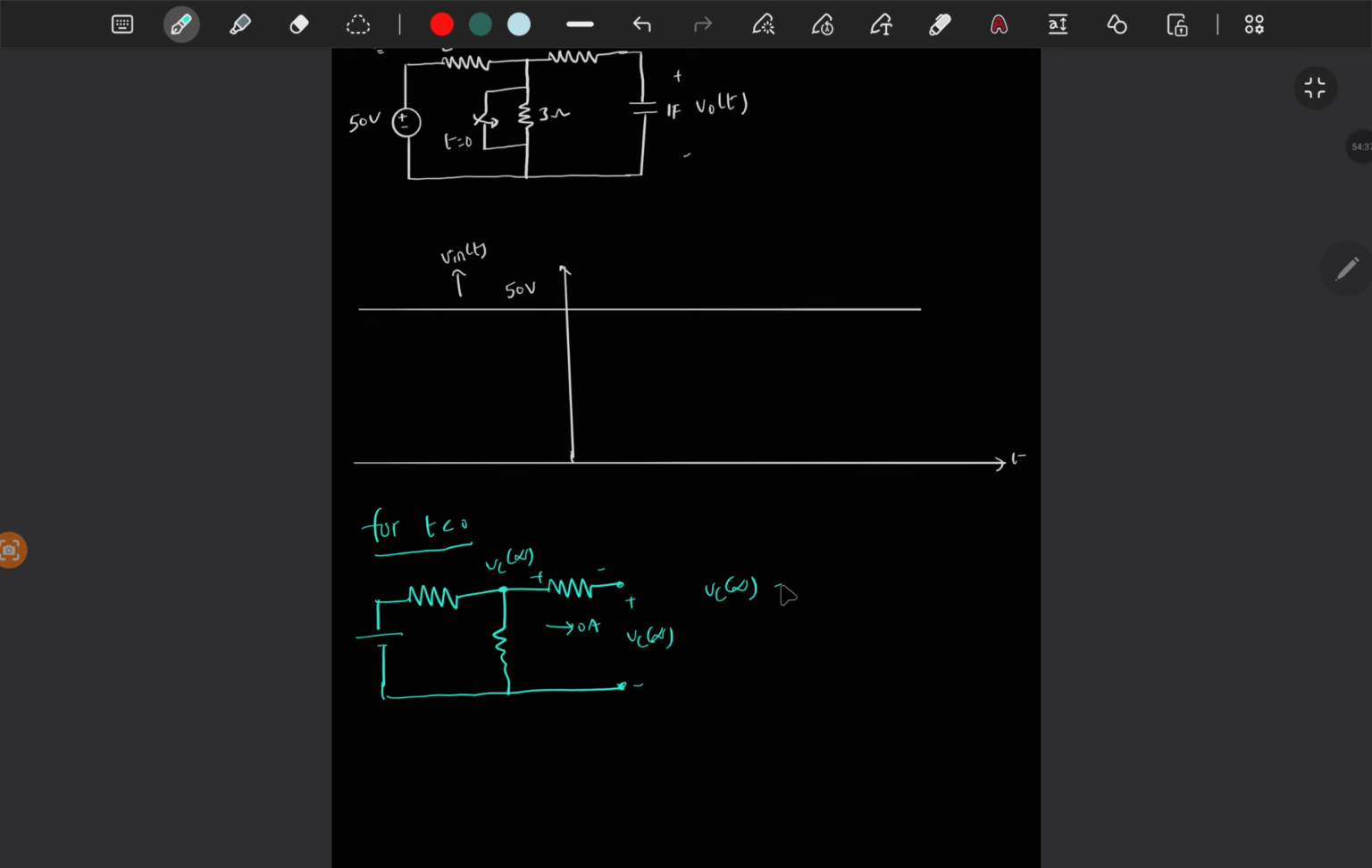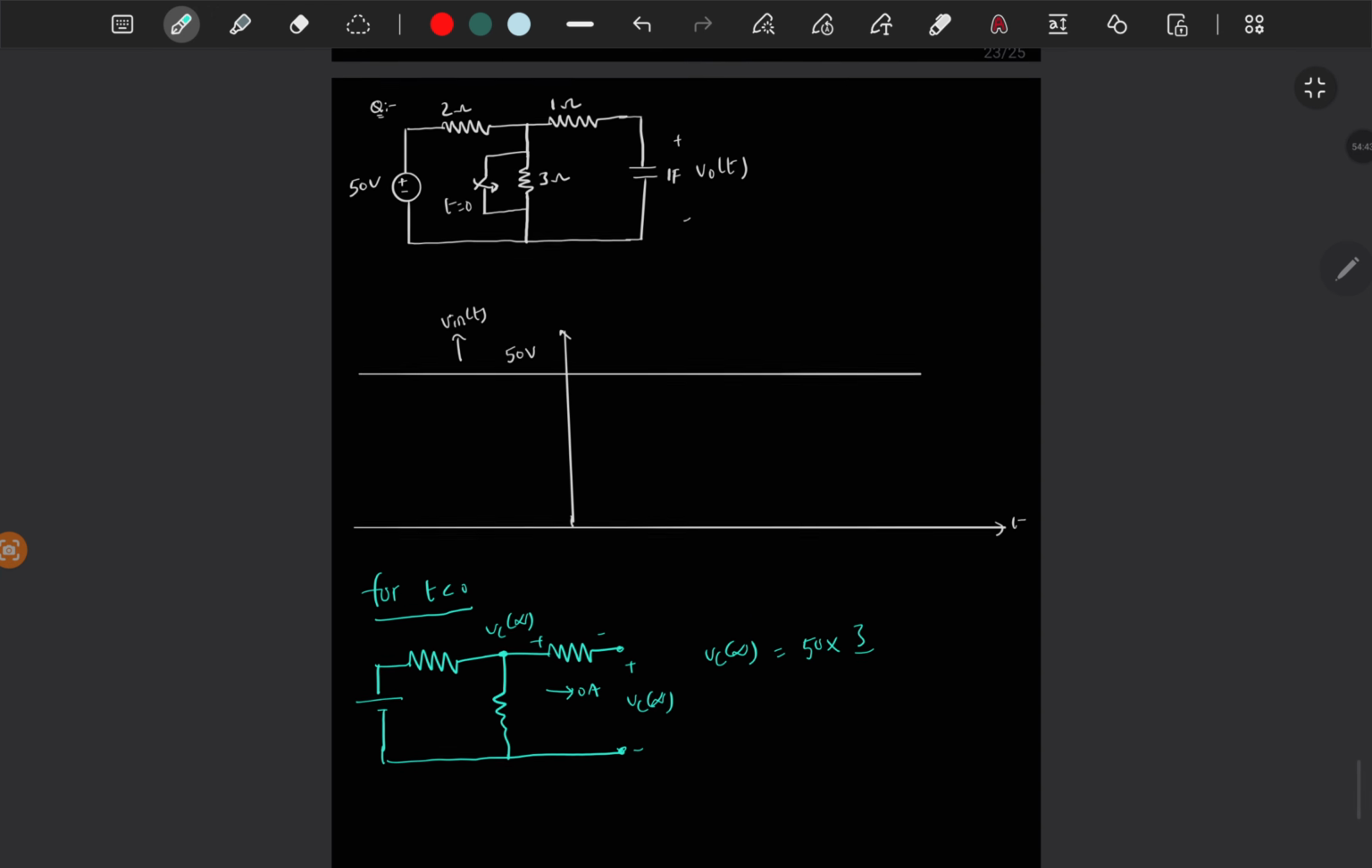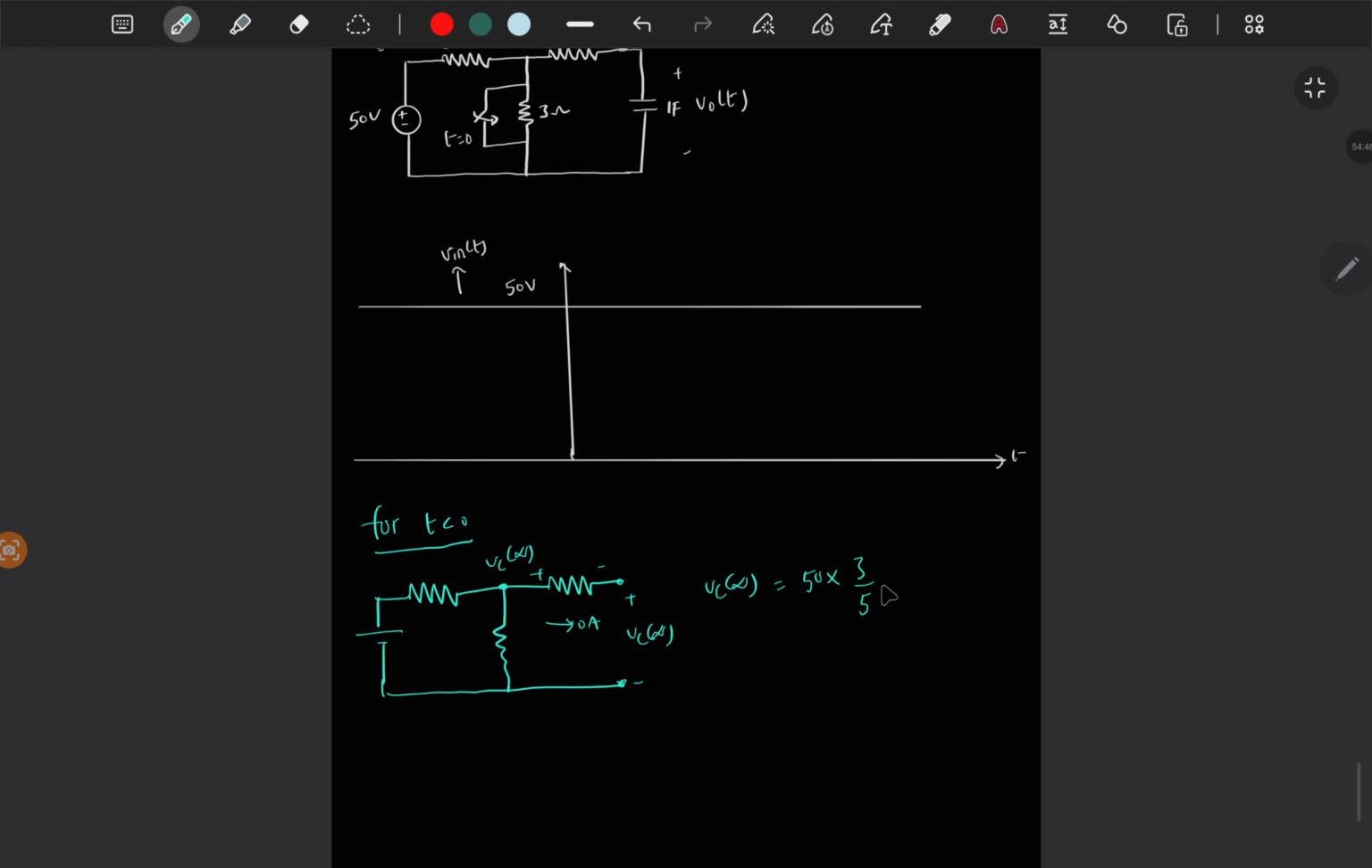So Vc of infinity is 50 times, this is 3, and I am applying the voltage division rule, 3 by 5, which is nothing but 30 volts. So at some point, let's say we are applying here, and it will reach 30 volts. It will reach 30 volts and it stays at 30 volts. This is for t less than 0.